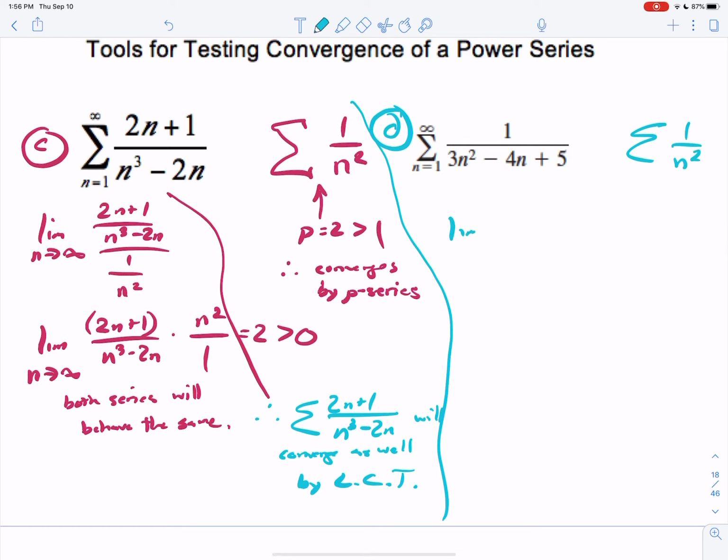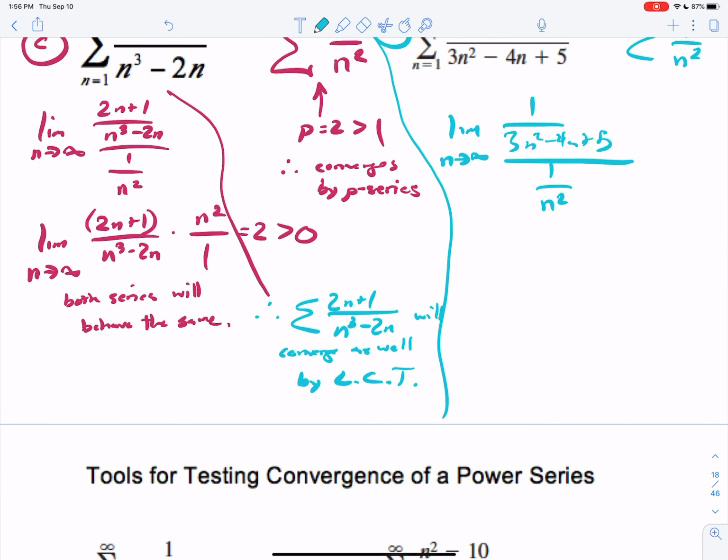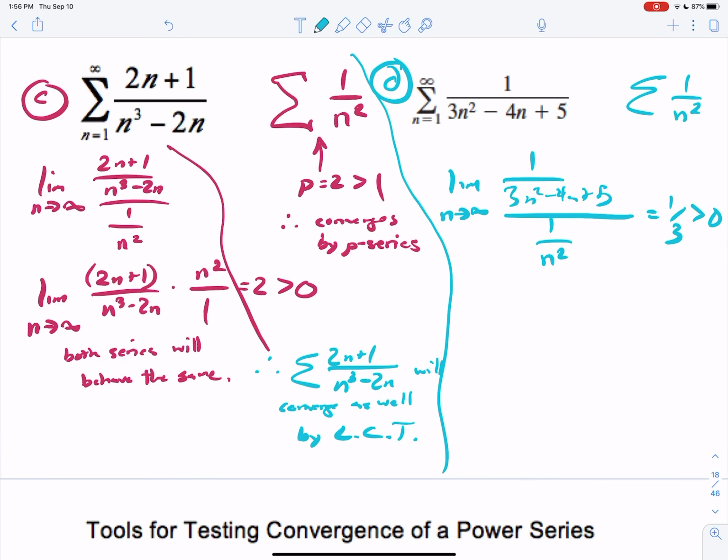We're going to say the limit of 1/(3n^2-4n+5) as n goes to infinity, all over 1/n^2. If you guys crank that out properly, you should get 1/3. But more importantly, it's positive. You're just looking for a positive answer, okay? Now, if you flipped it, if you wrote 1/n^2 at the top and then 1/(3n^2) at the bottom, you would get a different answer for your limit. You would get 3, but notice how that's still positive, okay? Therefore, we know it behaves the same.